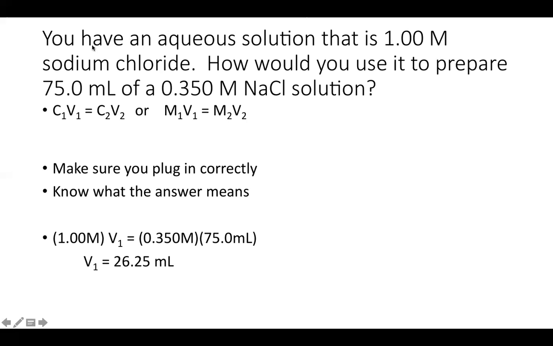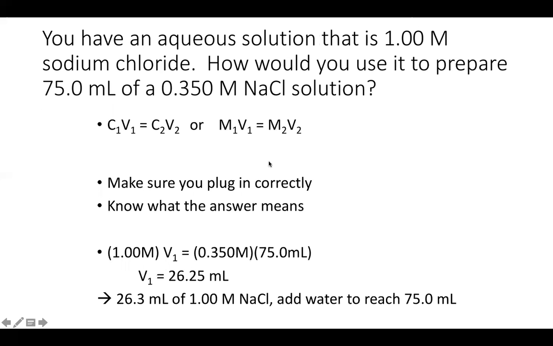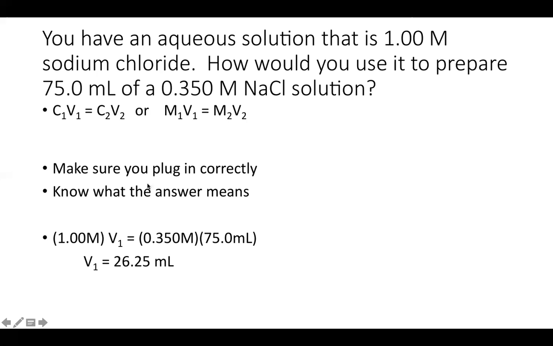The question's asking you how much of this 1 molar solution you need. So it's asking for the volume of that 1 molar solution, which should be in milliliters or liters. So this concentration is out by itself. Again, just making sure you plug it in. And then the other thing I see students struggle with is knowing what the answer means. You get this answer, but you don't really know what it means.